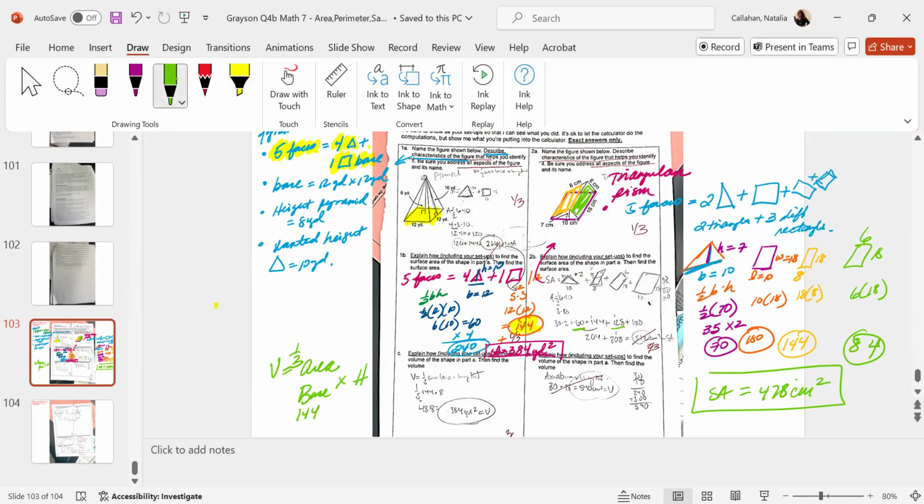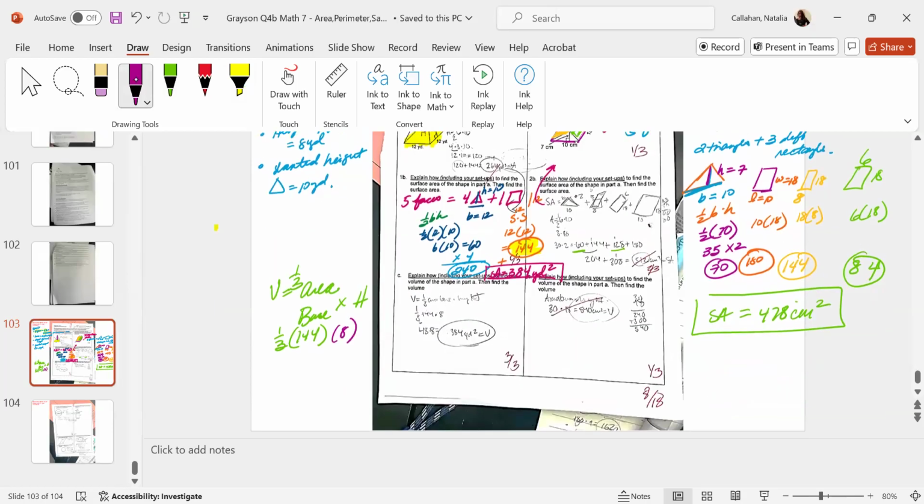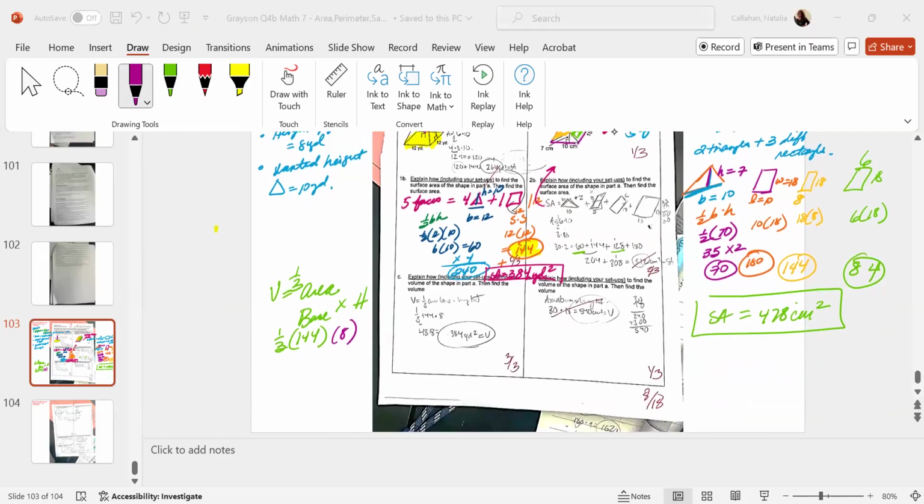So it's 144 times the third times the height. The height of this is right there. It's not the slanted height, so that's going to be an 8, correct? So then when I do this, 144 times 8 times 0.33 is 384, which you got right. That's wrong. It's not squared. What is it? Cubed.